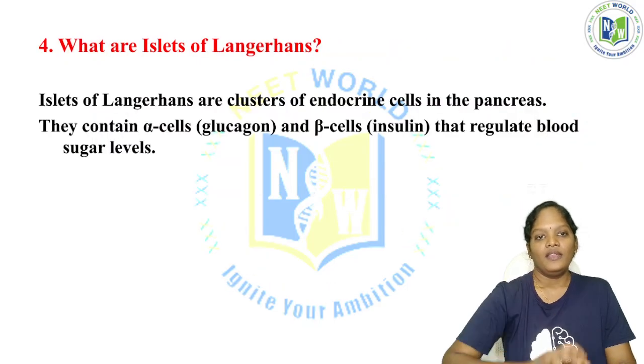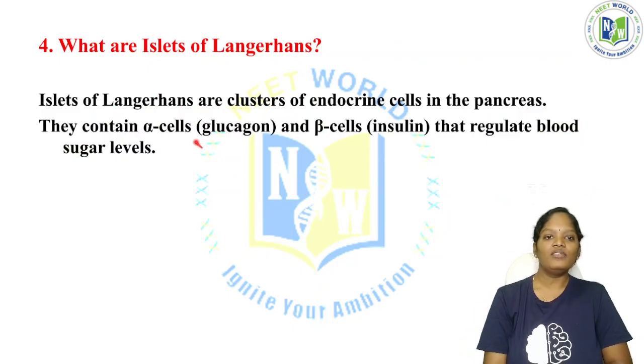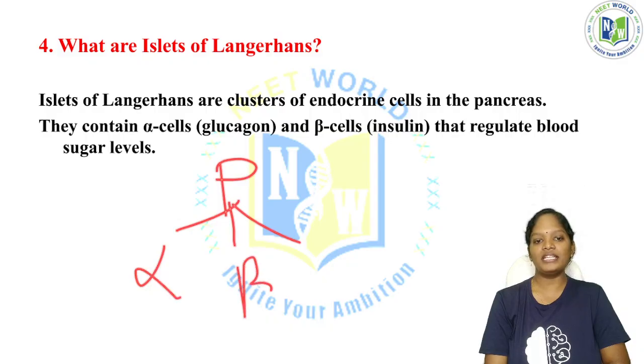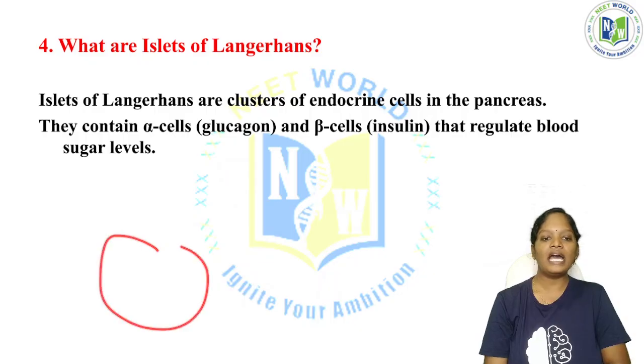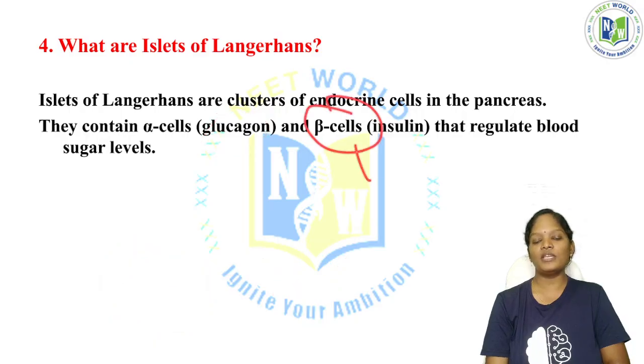Okay, next question, what are islets of Langerhans? See, the islets of Langerhans are the clusters of endocrine cells in the pancreas. Okay, so they contain alpha cells. See here, we are having a pancreas. In the pancreas, we are having alpha cells, beta cells, delta cells, and epsilon cells are also there. Okay, see, the alpha cells are the ones responsible for secreting the hormone called glucagon, and the beta cells are responsible for secreting the hormone called insulin.